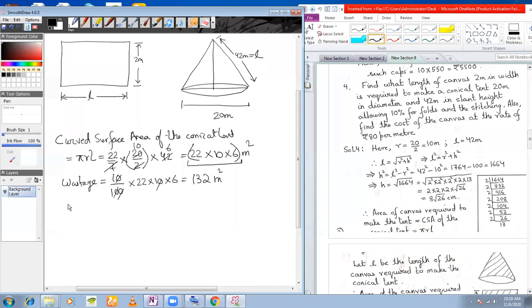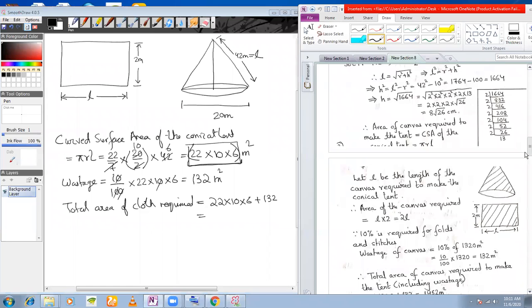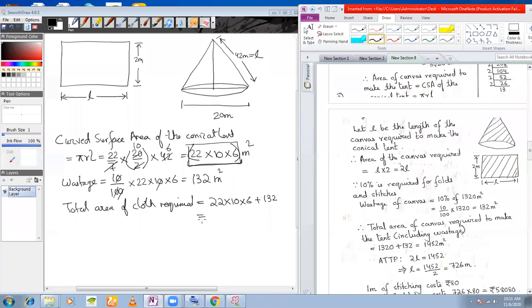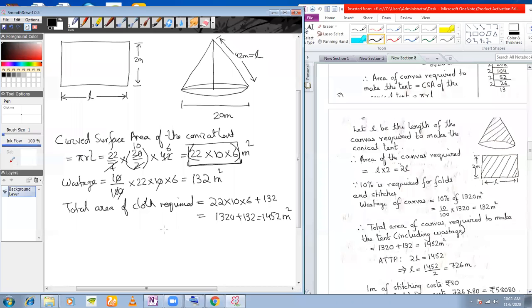So what is the total area of cloth required? Total area of cloth required is the cloth required to make the tent, 22 into 10 into 6, plus wastage. What is the total area we have calculated? This is 1320 plus 132, which comes out to be 1452 meter square. This much cloth you require with wastage.